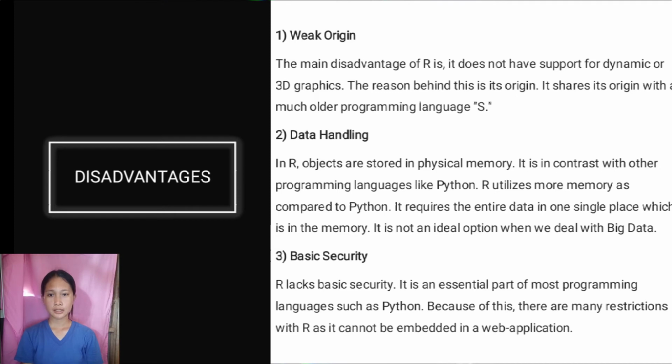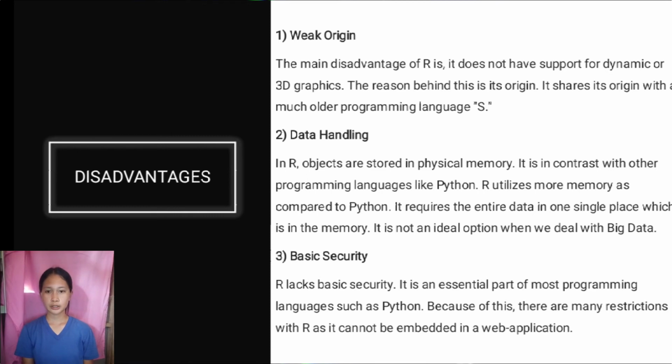The second one is data handling. In R, the physical memory stores the objects. This is in contrast to other languages like Python. Furthermore, R utilizes more memory as compared with Python. Also, R requires the entire data in one single space, that is, in the memory. Therefore, it is not an ideal option when dealing with big data. However, with data management packages and integrations with Hadoop possible, this is easily covered.